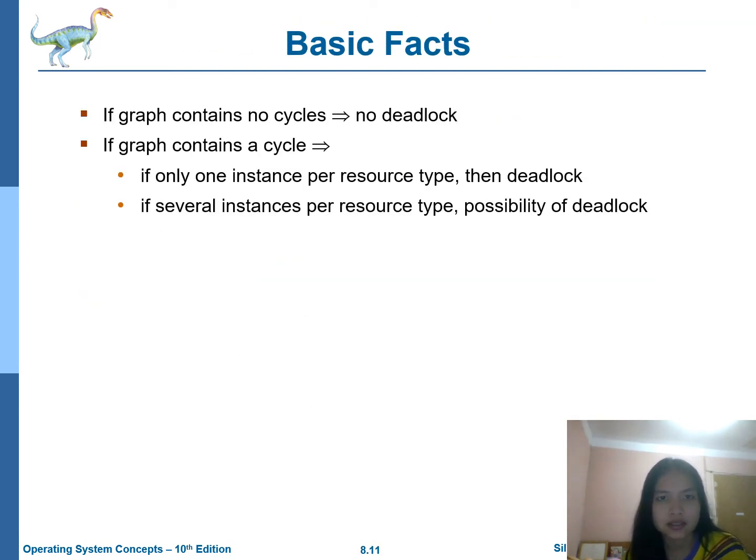Basic facts. If the graph contains no cycle, there is no deadlock. If the graph contains a cycle and there is only one instance per resource type, then deadlock. If there are several instances per resource type, there is a possibility of deadlock.